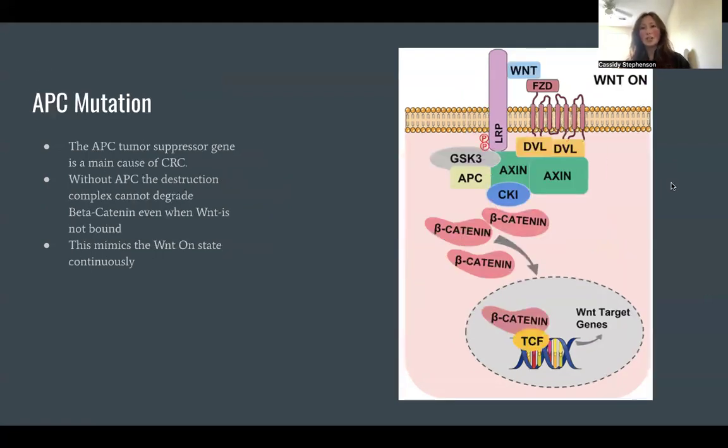So when there's a mutation in APC, the destruction complex cannot degrade beta-catenin. So it's kind of like when the Wnt is bound. On the right, this is what it looks like when the Wnt is bound and Dishevelled binds to the destruction complex, and they can't phosphorylate beta-catenin anymore. And so the beta-catenin can get into the nucleus of the cell, and it causes cell proliferation and differentiation.